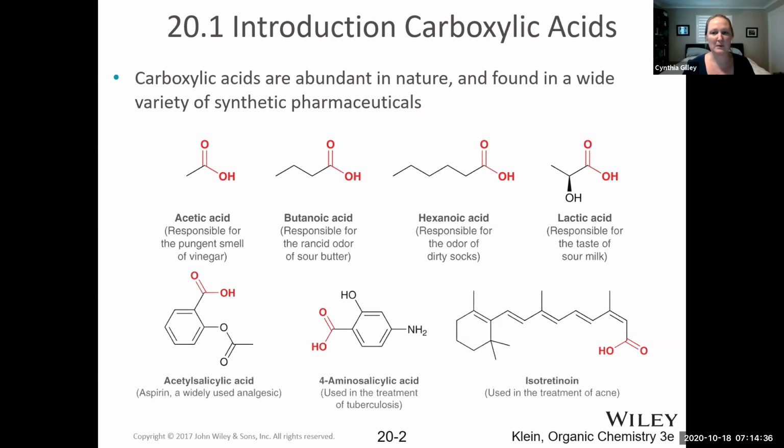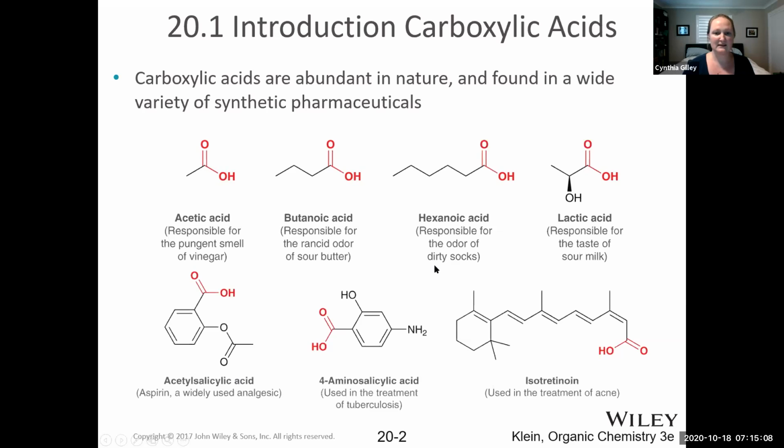You can see that small molecular weight carboxylic acids don't smell very good, which is in contrast to other functional groups like aldehydes and esters, which tend to have a much more pleasant smell. You can see acetic acid is the acid in vinegar, and vinegar doesn't have a very pleasant smell. Butanoic acid is responsible for the rancid odor of sour butter.